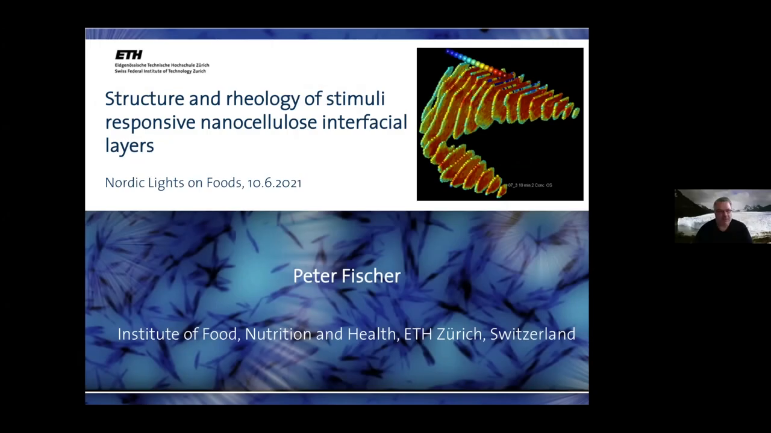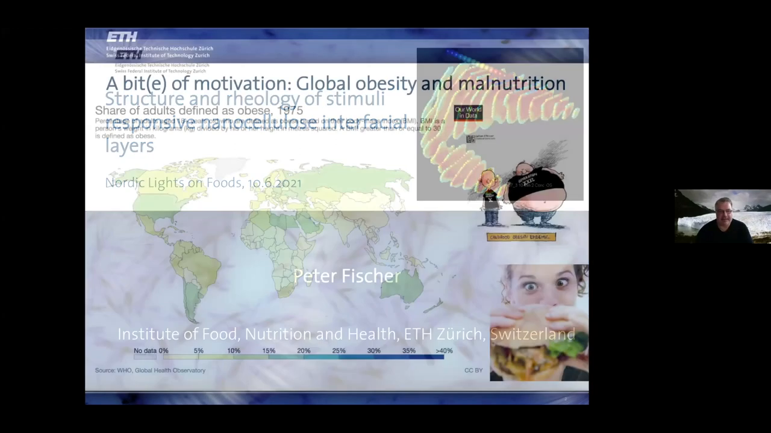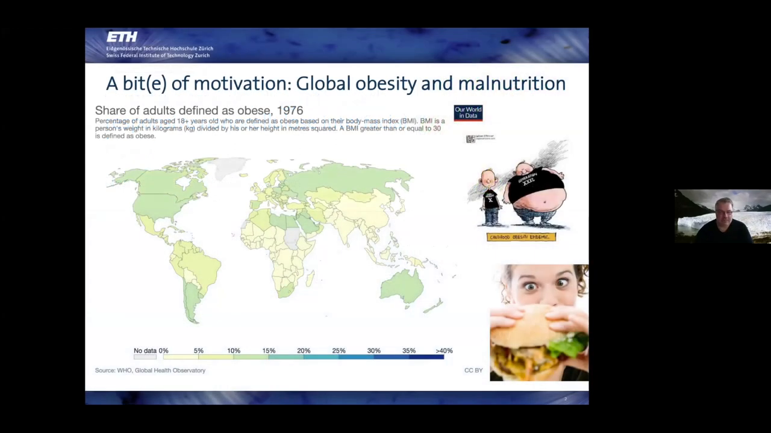I'm going to talk about, as titled over here, Structure and Rheology of Stimuli Responsive Nanocellulose Interfaces. That is work that we have done over the past, I would say, maybe 8 to 10 years. And it is framed a little bit in the motivation to give some answers, some ideas how to fight global obesity.